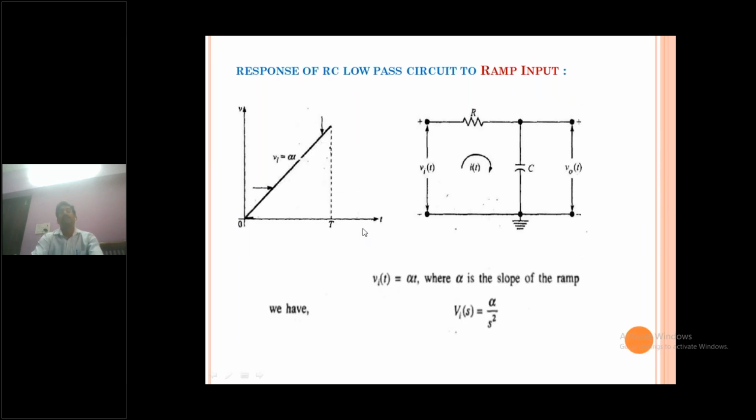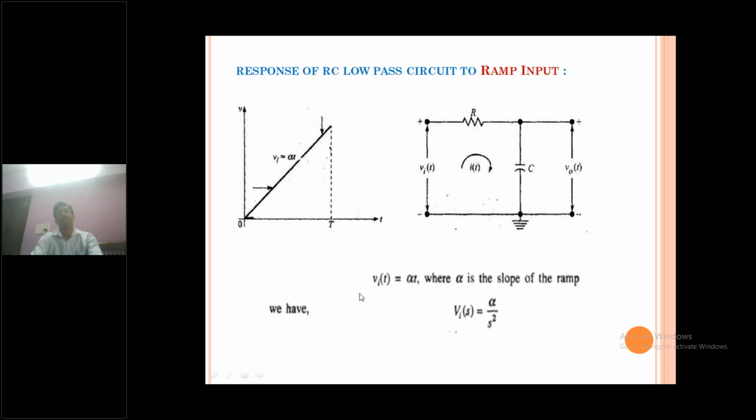So next, another input applying to the low pass circuit is the ramp waveform. So what is the ramp waveform equation? V_A of t equal to alpha t. Now this waveform is applied to the low pass RC circuit. V_A of t equal to alpha t, where alpha is nothing but the slope of the ramp.